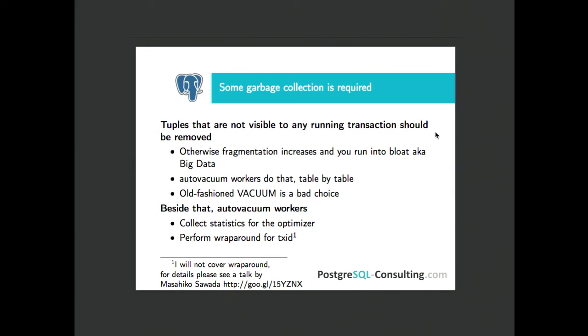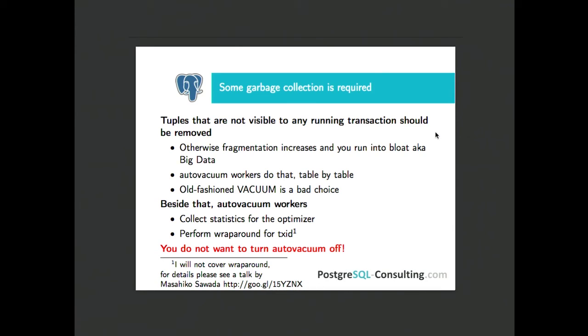Besides that, Autovacuum collects the information for optimizer statistics and performs wraparound. I will not talk about wraparound because it's another topic. I just reference a very good talk by Masahiko Sawada at PGDay Asia about FreezeMap and lots of improvements of wraparound in a new version of Postgres, I mean 9.5. Please look at SlideShare. It's a really good talk with a lot of information. But mostly, I will stop at the point that because Autovacuum does a lot of things in addition to simply vacuuming, it definitely should not be switched off, because it will be a source of problems.